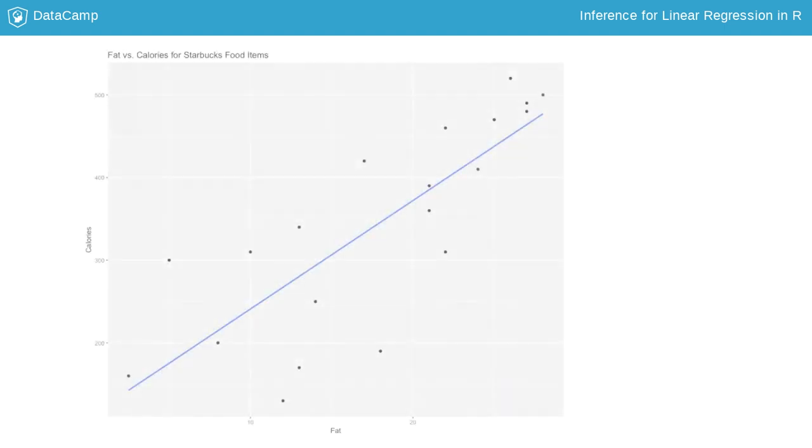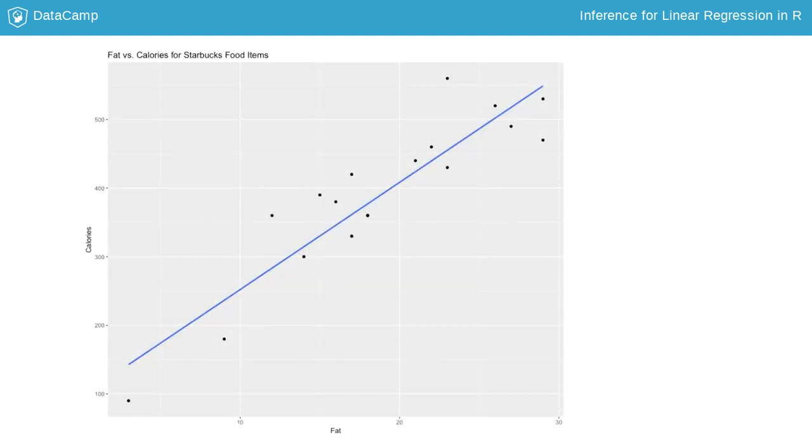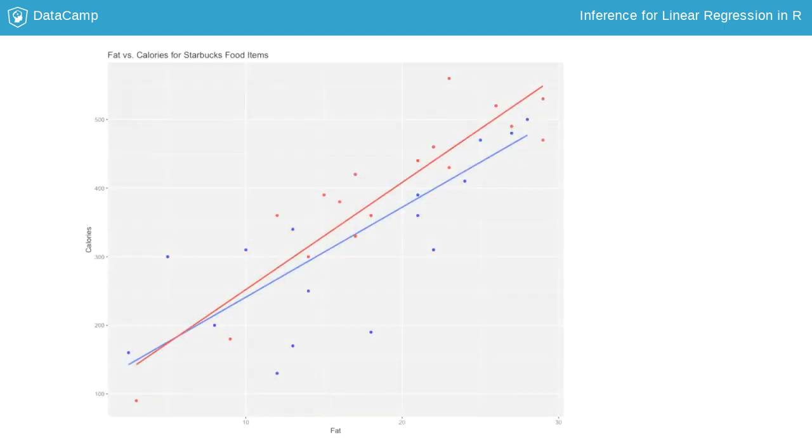A subset of size 20 items shows a similar positive trend between fat and calories, despite having fewer observations on the plot. Indeed, a second sample of size 20 also shows a positive linear trend. When the two samples are plotted on the same figure, we see that the least squares regression lines are not identical. That is, there is variability in the regression line from sample to sample.